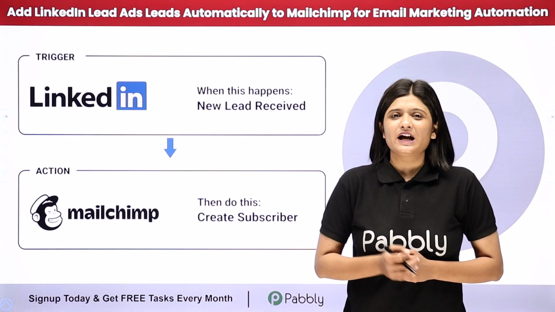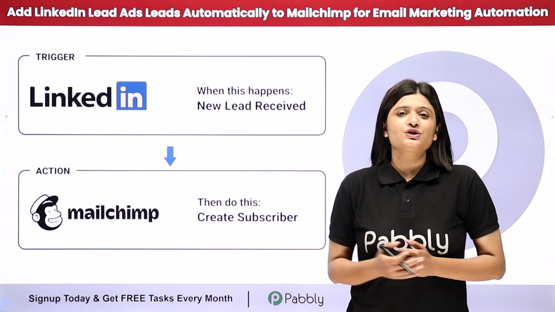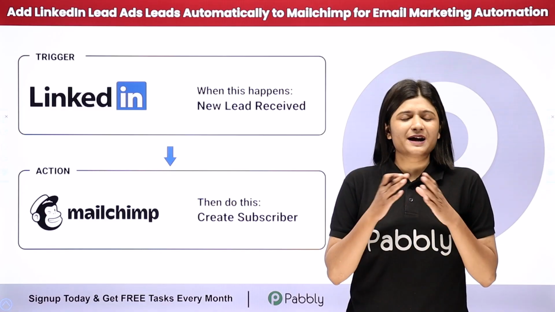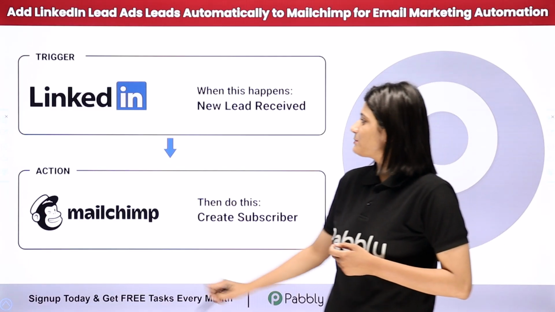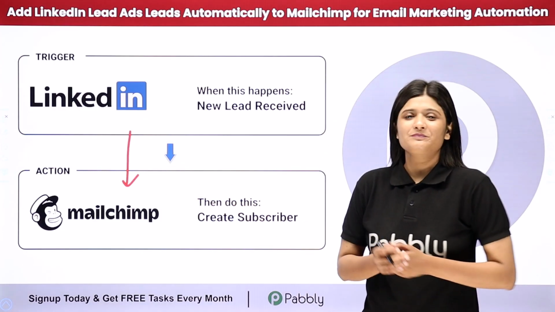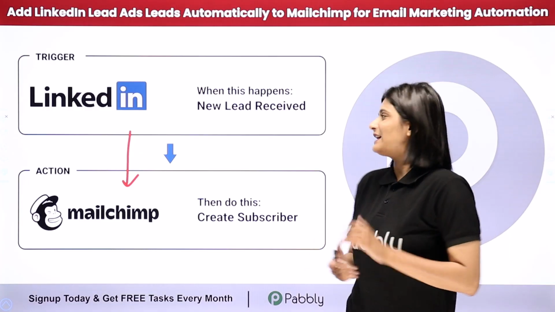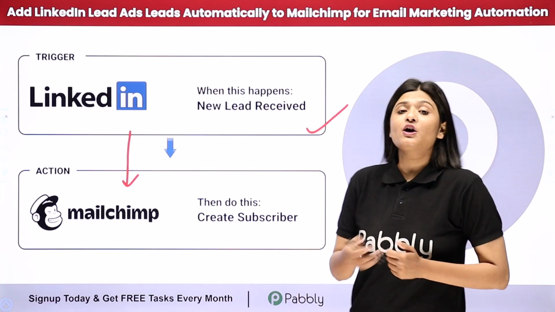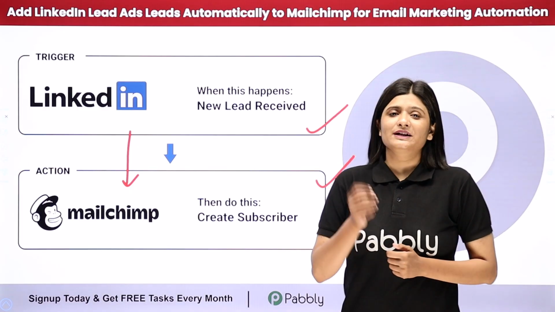to do this automation, I'm going to use Pabbly Connect. So Pabbly Connect is an amazing automation and integration software which requires no coding or programming skills. Here I just need to build a connection between LinkedIn lead ads and Mailchimp. With the help of Pabbly Connect, I'm going to build this connection in such a manner that whenever I'm going to capture a new lead from LinkedIn, automatically I'm going to create a subscriber in my Mailchimp account.